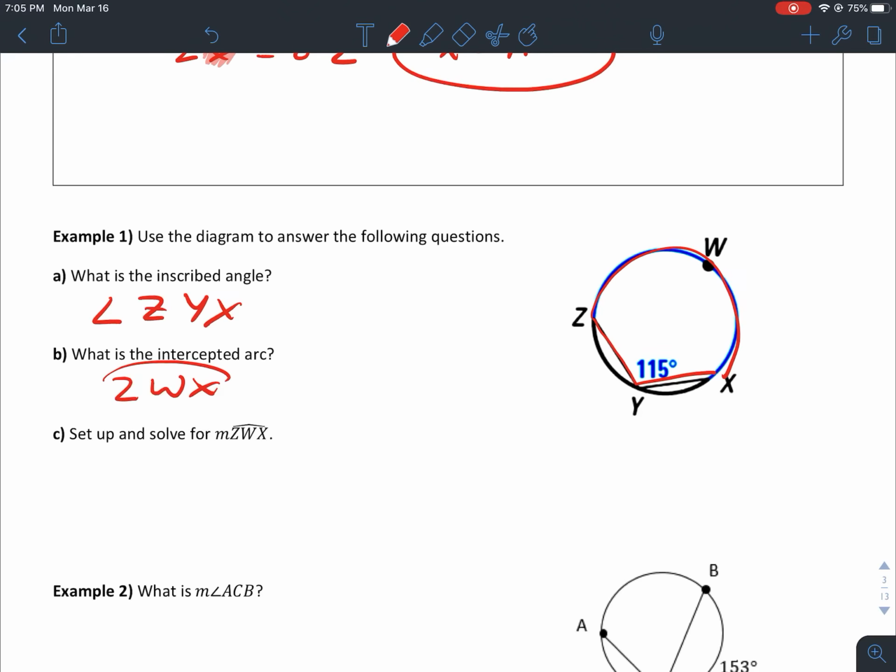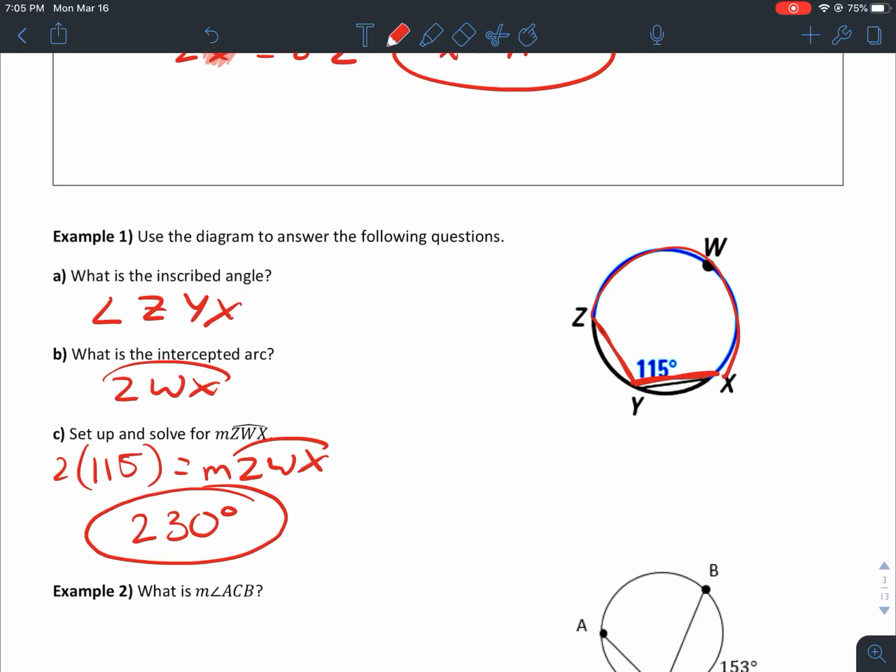Well, we know that twice the angle is equal to the measure of the arc. Now, keep in mind, for these inscribed angles, the angle is always smaller than the measure of the arc, right? So you just do 115 times 2. And that's going to give us the measure of ZWX, which in this case should give us 230 degrees.